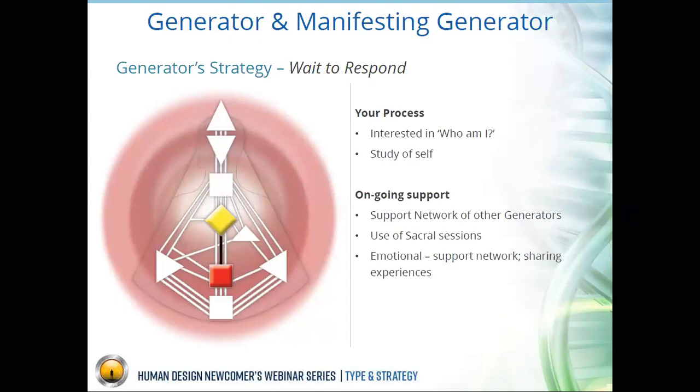For ongoing support, it's wonderful to have a group of other generators that you can work with and practice using your sacral with. Sacral sessions are so very powerful when you first start learning about yourself, but also all the way through your process. Even today, if I have a big decision to make, I will ask someone to ask me yes or no questions so I can see what my response is. And if you are an emotional generator or manifesting generator, and this is part of authorities that we will talk about in the next webinar, it's really good to have a support network so you can share experiences about your process. And next slide, please.